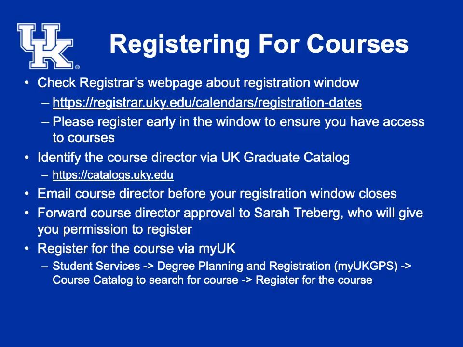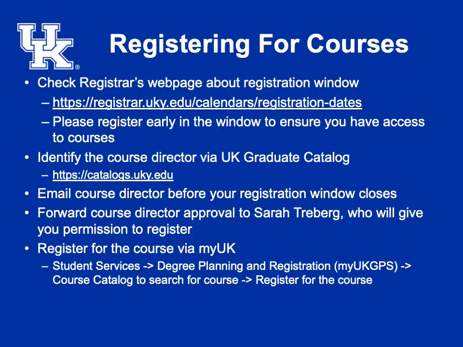In that email, please tell them that you are in the certificate program and request their permission to register. They will quickly approve you because we give priority to our certificate, master's, and PhD students in the clinical and translational science program. Once you receive the approval from the course director, please forward that email to Sarah Treberg, who is our curriculum coordinator. She will then give you permission to register and basically unlock the UK system.